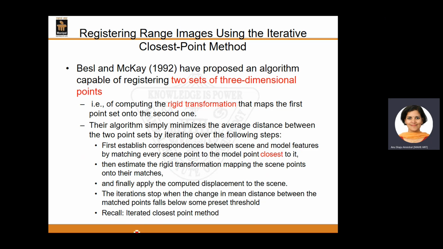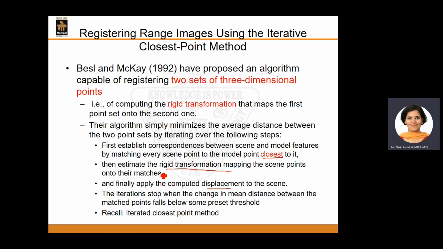In the ICP method, first we try to find out the closest among the two points. Then we calculate the rigid transformation which should be used for mapping the points onto their matches. And then finally, after calculating how much the error is, we again try to find out the closest point for the new image. Again, we calculate the transformation and then compute the displacement of the error, and so on, and we keep on iterating until we obtain an error which is as low as possible, right?